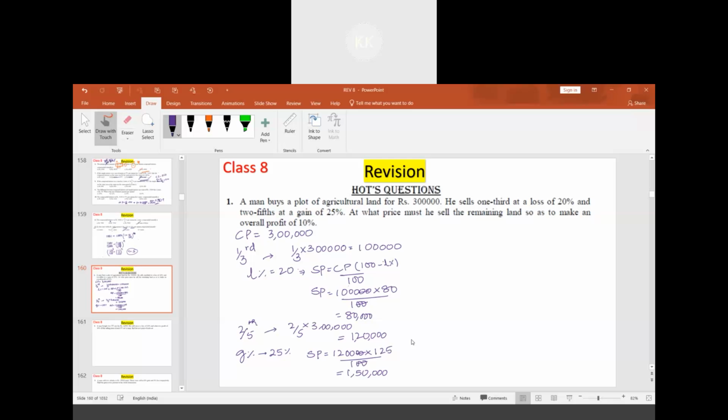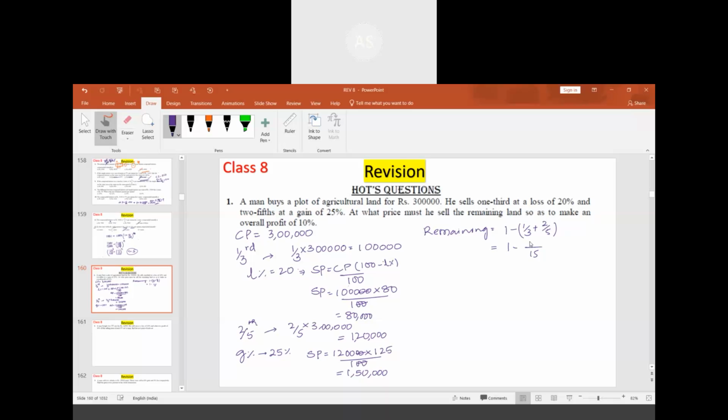In the third step, they have given that the remaining land he has sold at 10% gain. So how do we find the remaining? We have to add both the 1 lakh and 1,20,000 and subtract from 3 lakh. Or I can write it like this: 1 minus (1/3 plus 2/5) to get the remaining. How much will that be? 1 minus, the LCM is 15.